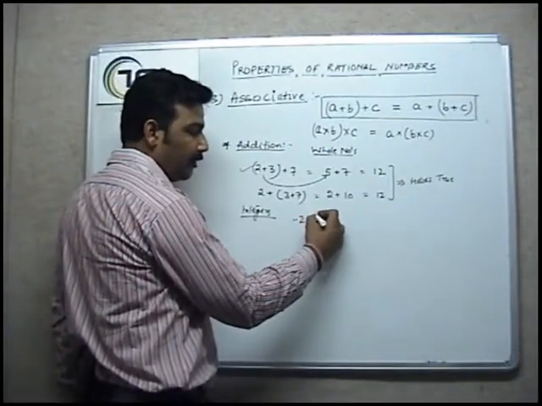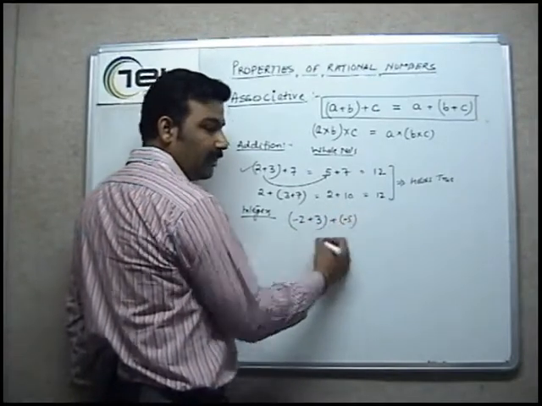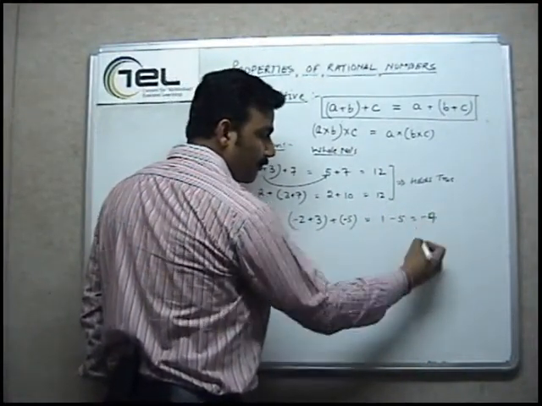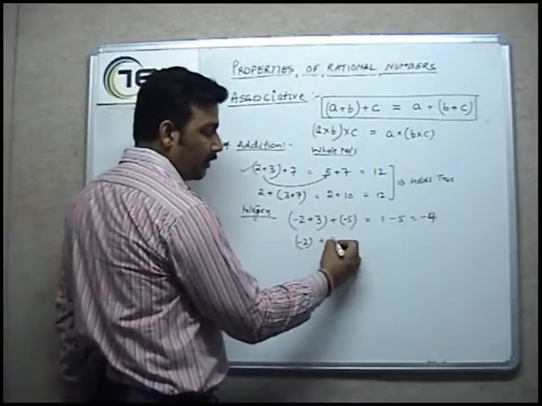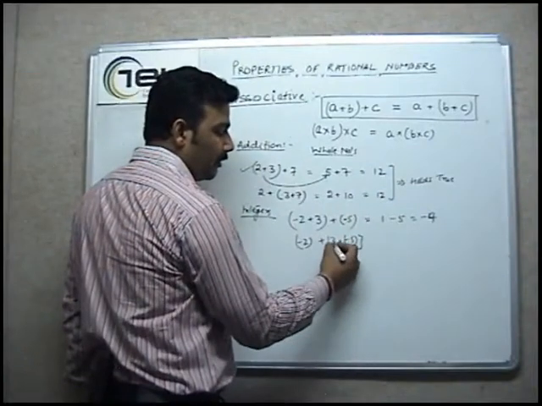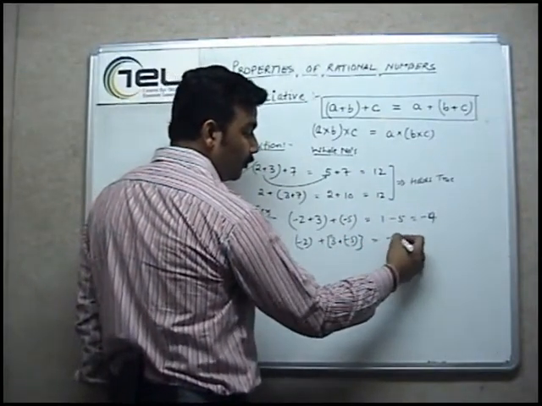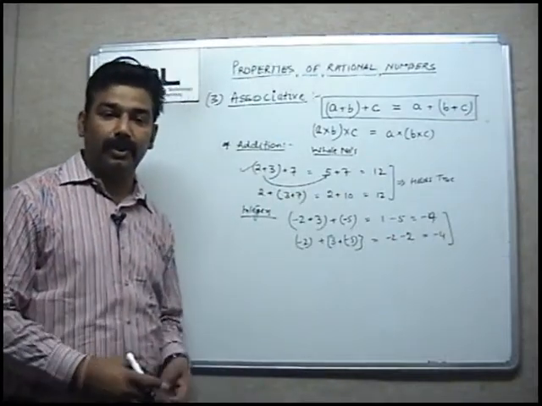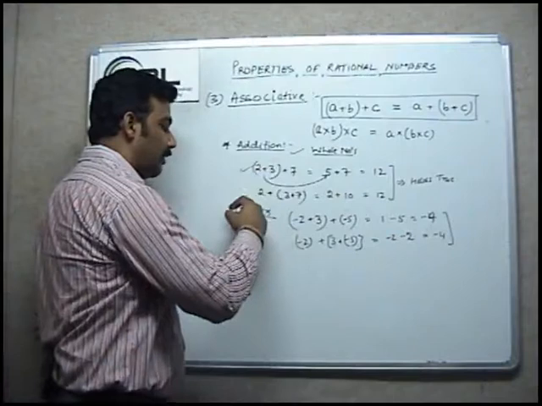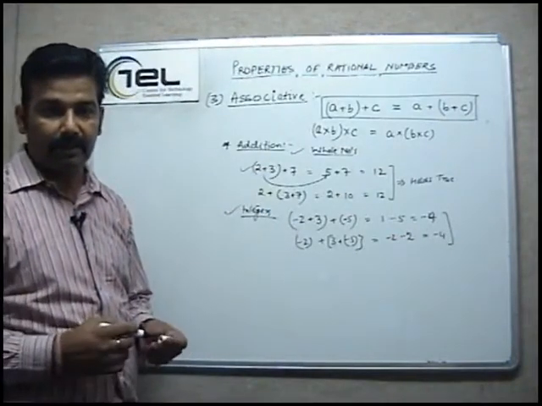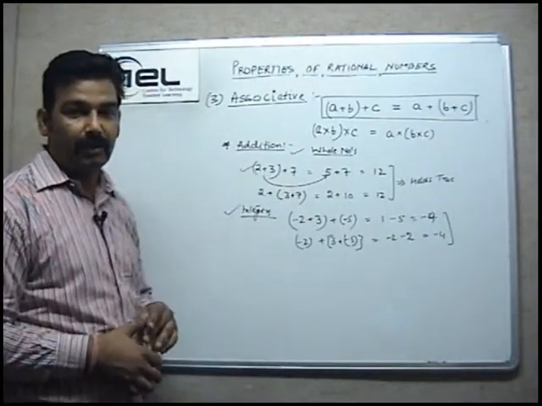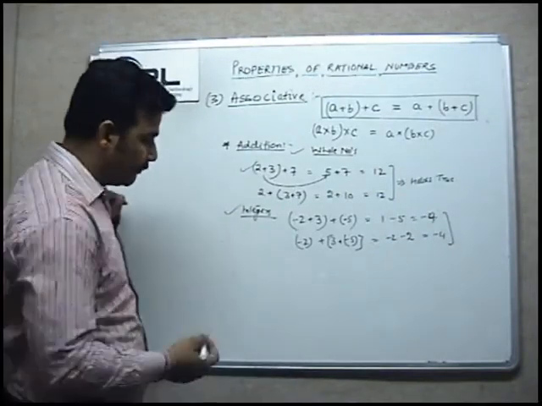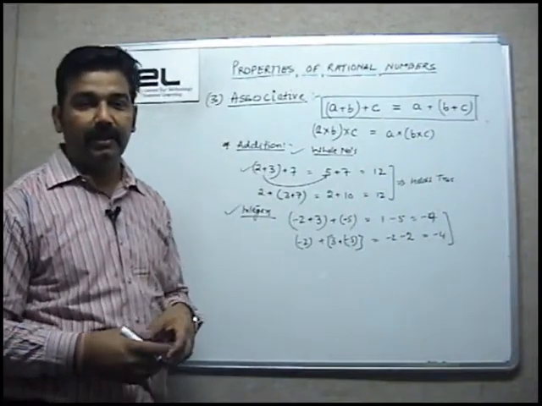Negative 2 is added with 3, and when I add negative 5, it will give you 1, and 1 plus negative 5 gives you negative 4. But if negative 2 is added to the resultant of 3 and negative 5, which is negative 2, it will give you negative 4. So again it is holding true here. Whole numbers and integers are part of rational numbers, so I can say directly that rational numbers also hold the associative property of addition. I can say addition is associative in rational numbers.